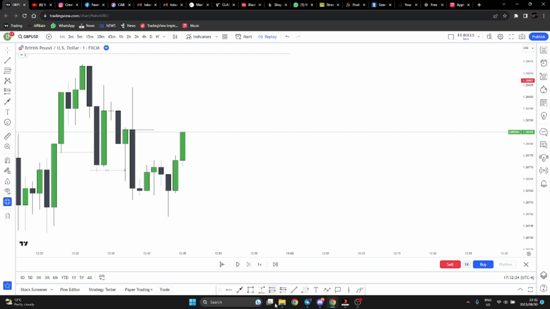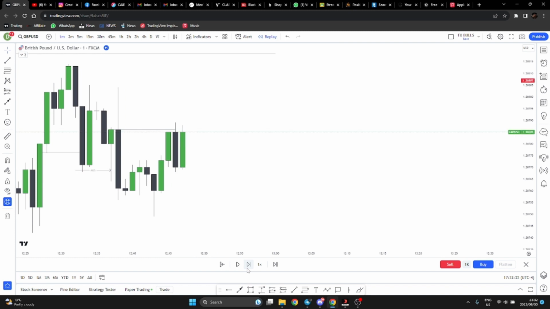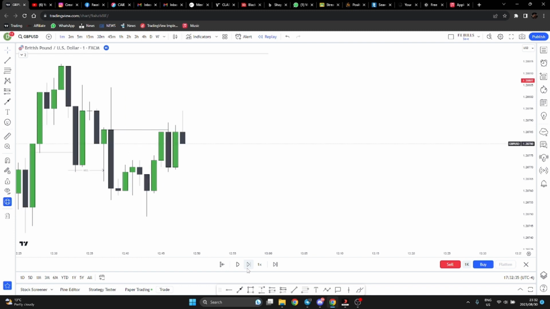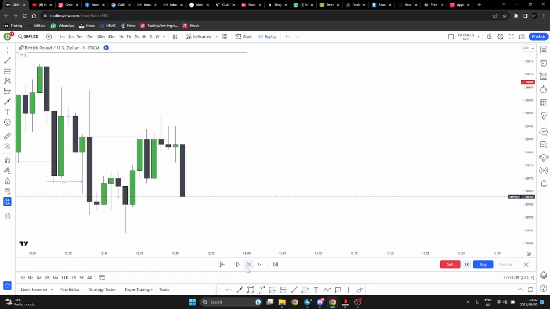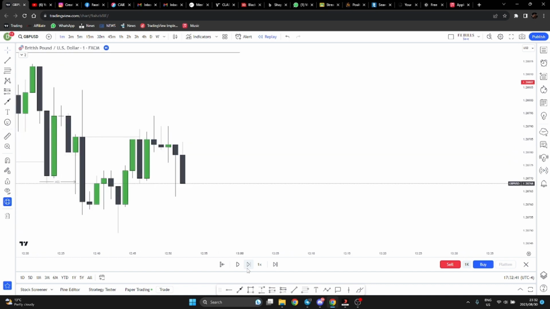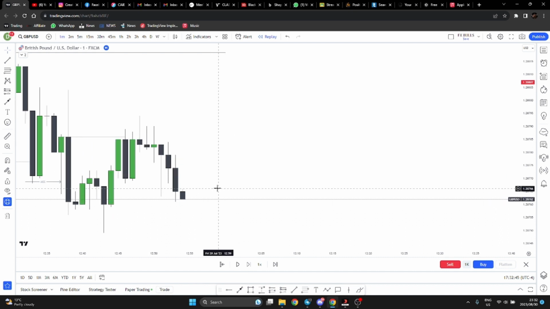So just want to see some displacement. Price comes up to this order block here. See, it tags in that order block. So let's see if we can get some strong displacement to the downside. Get a retest. Further mitigation. Pullback. And we get some displacement here. Not the best displacement.